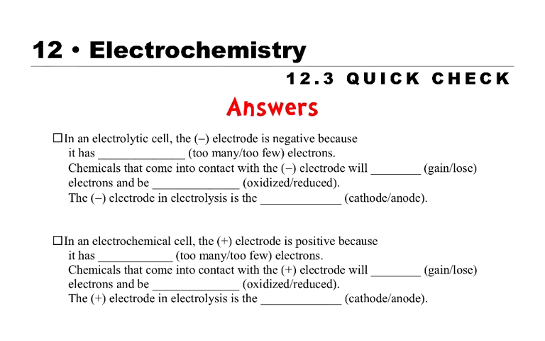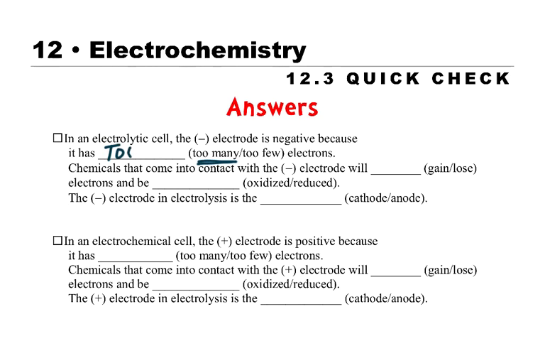Okay, this quick check is about the electrolysis that we're doing in the class. First, some statements to get things sorted out. In an electrolytic cell, the negative electrode is negative because it's connected to the negative end of a battery, because the battery is causing the chemical change. Well, the negative electrode is negative because it has too many electrons.